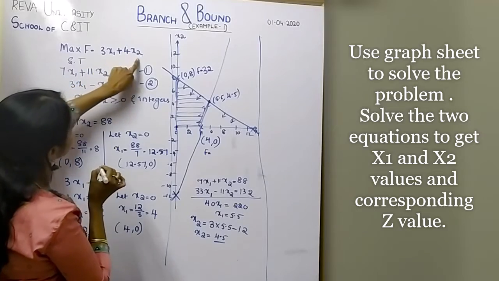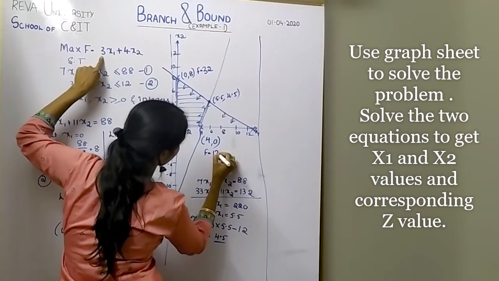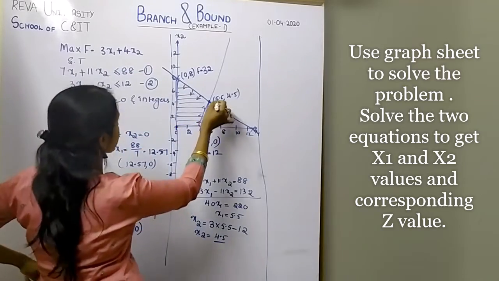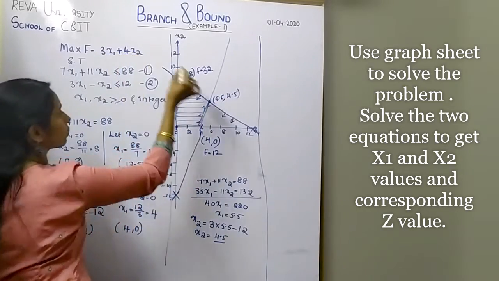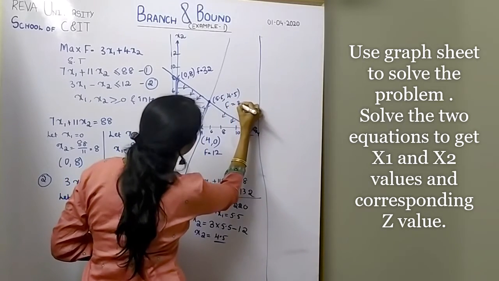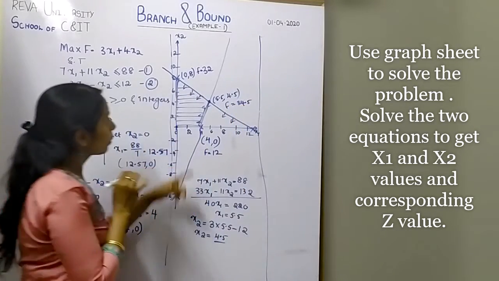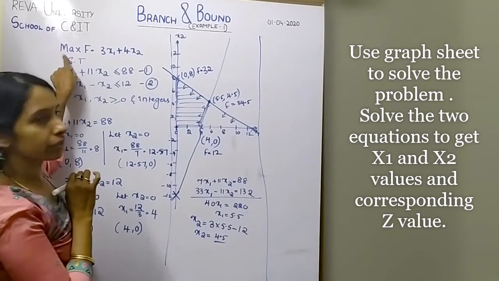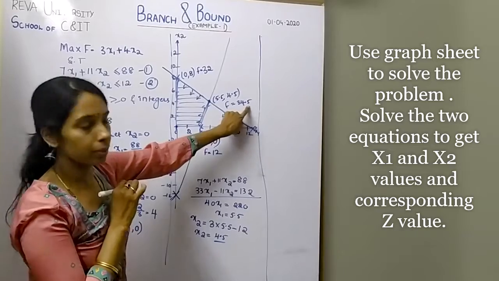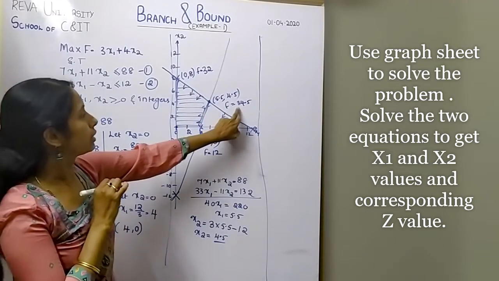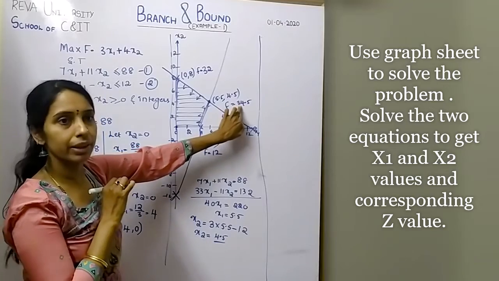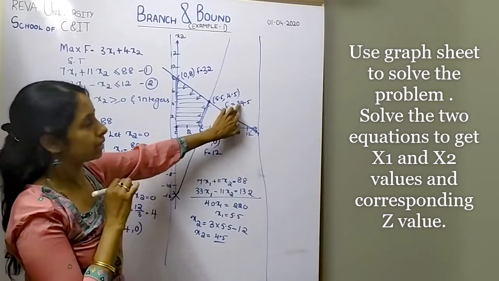This is 4, this is 0. So you will get only 12 here. And if you substitute this x1 and x2 value in the objective function, here you will get f is equal to 34.5. Which is maximum here? Objective function is maximization. So which is maximum among 32, 34.5 and 12? This is the maximum value. So we will be considering this in the first step.